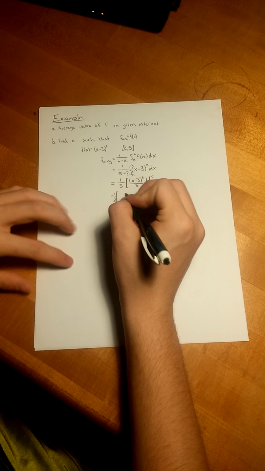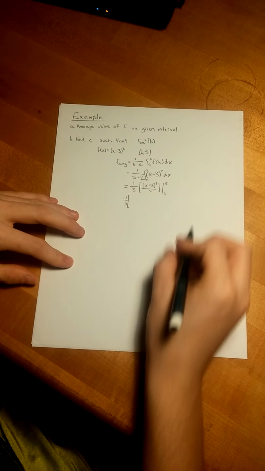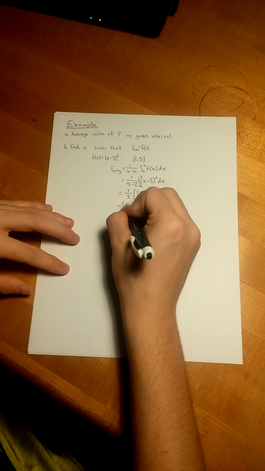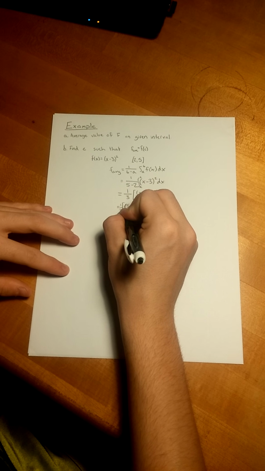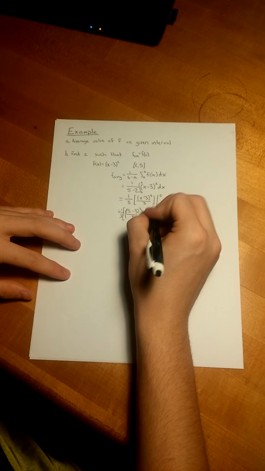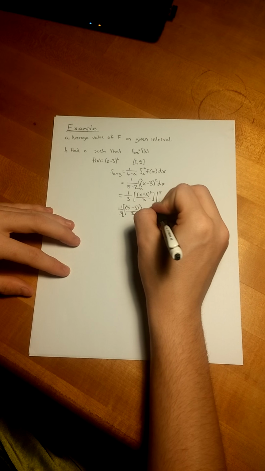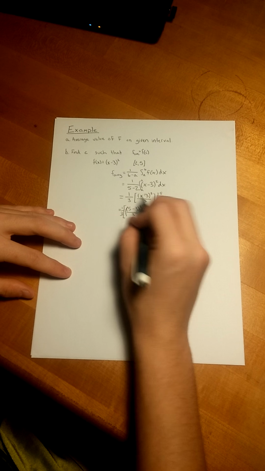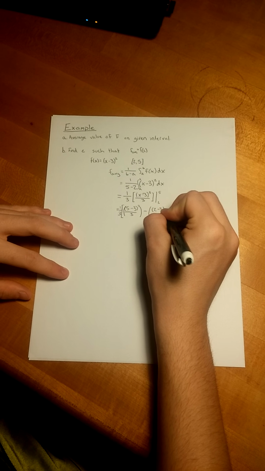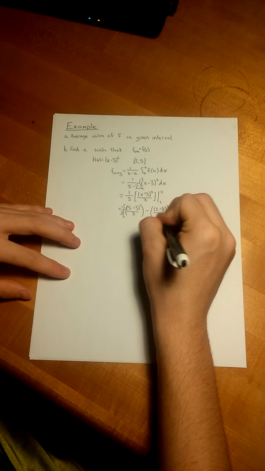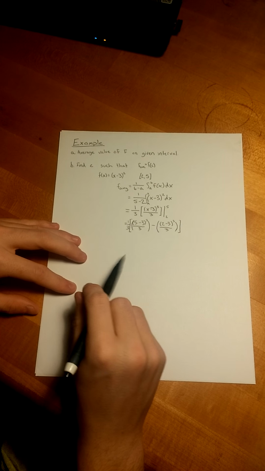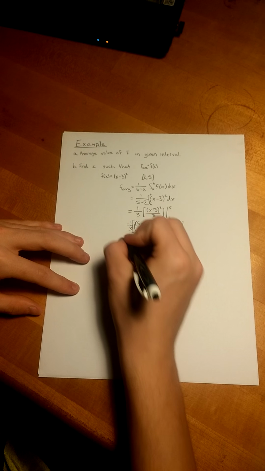So we have 1/3 of, plug in the 5, so we have (5 minus 3) cubed all over 3, and then we subtract, now we plug in the 2 into our equation, so we have (2 minus 3) cubed all over 3, close parentheses, close brackets. So that's what we have right now. Now we want to simplify this.